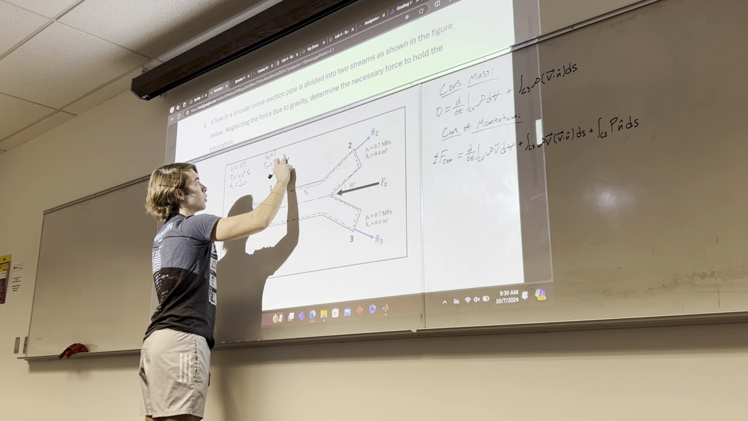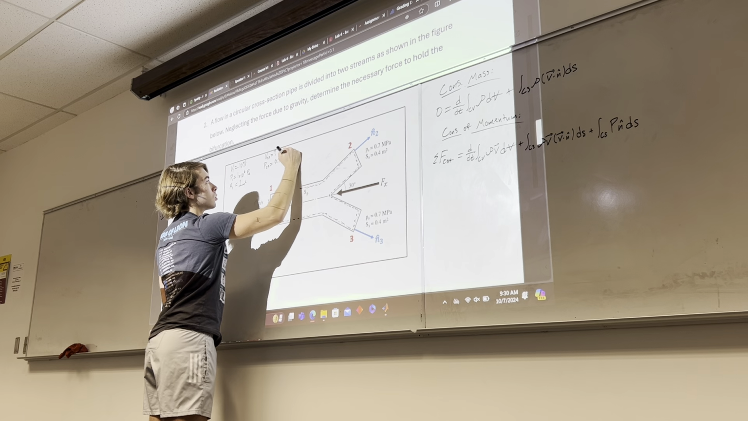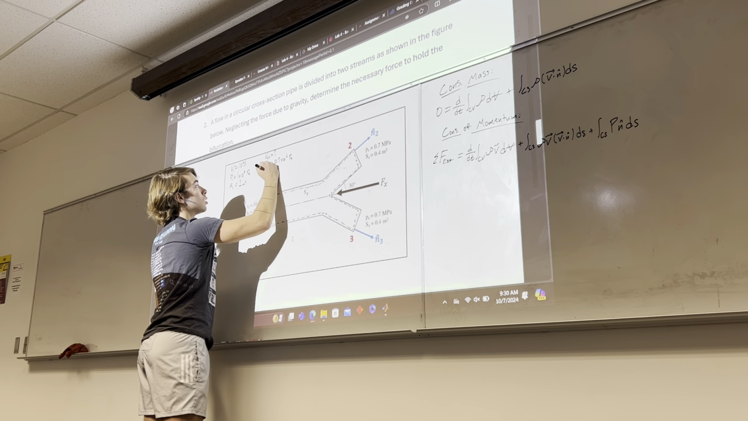Why not? Oh, that's a stupid way to write that. And then area.